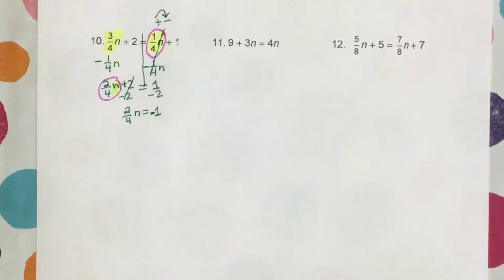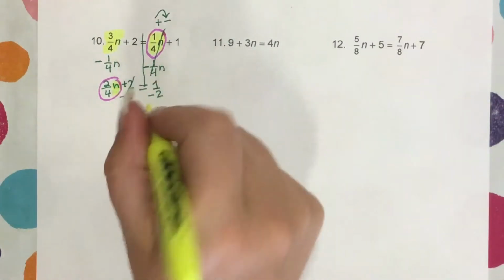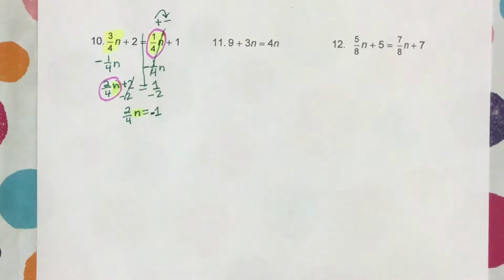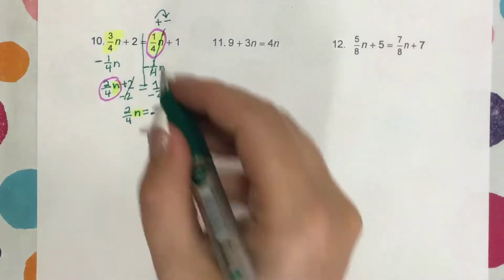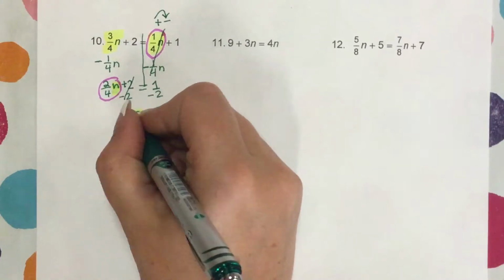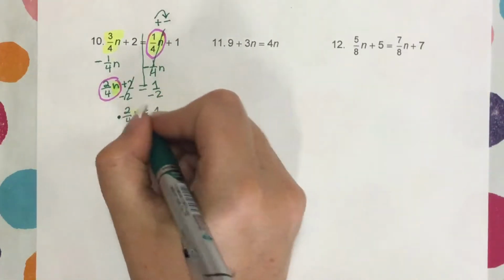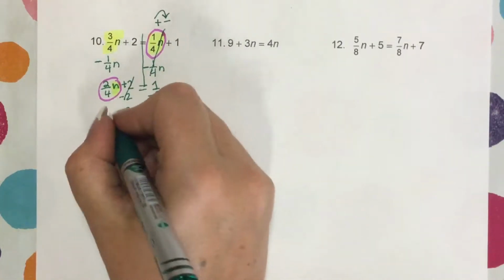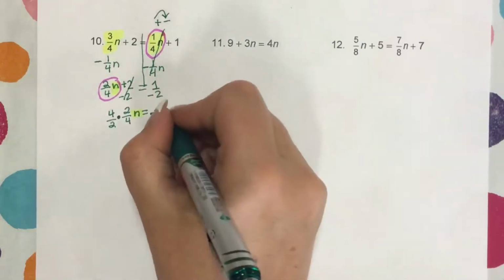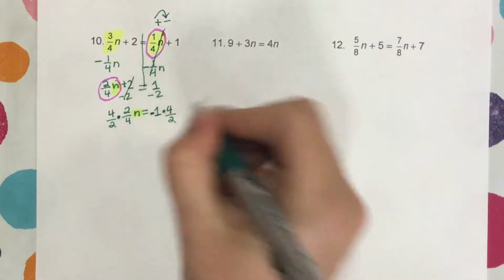Now I'm trying to get n by itself, and it's not by itself. There's that fraction in front of n, but that's okay. If you remember, whenever there's a fraction multiplied by n, the way we get n by itself is to multiply by the reciprocal of the fraction, which would be 4/2. And we're just going to do that to both sides.